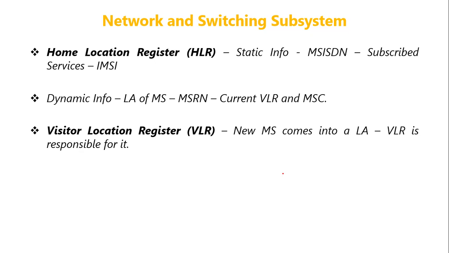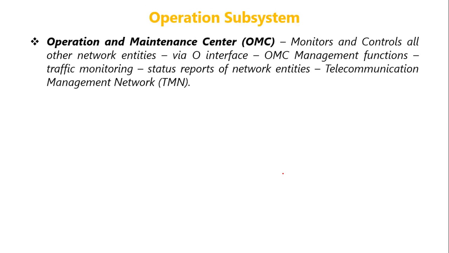The next subsystem that we'll be discussing is the operation subsystem. The operation subsystem mainly contains three things: the operation and maintenance center, the authentication center, and the equipment identity register. First, let us understand what the operation and maintenance center is.